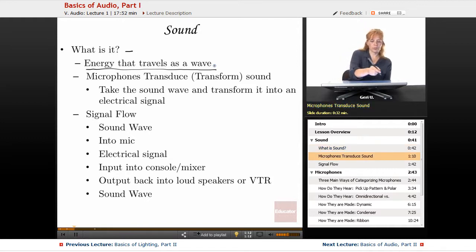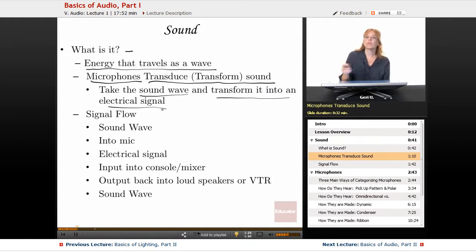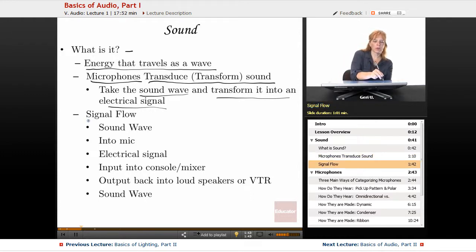So the microphones that we use actually transduce or transform sound energy. They take the sound wave and they transform it into an electrical signal. And then we can manipulate it through an audio board, audio console, or mixer. And then on the way out, we can output it to some monitors or speakers that will then also retransform it back into sound energy.